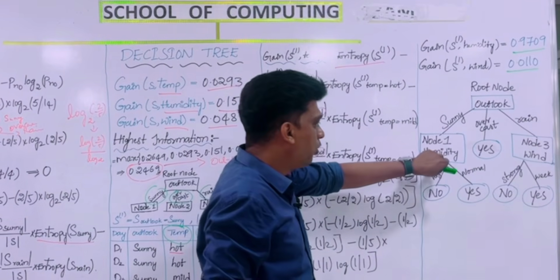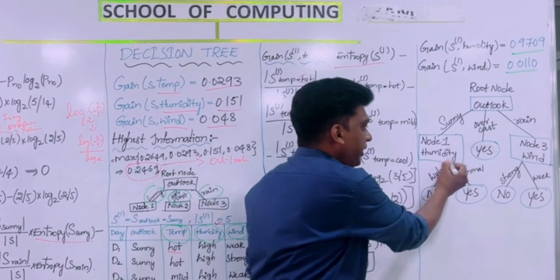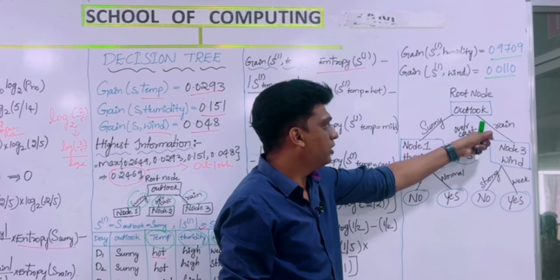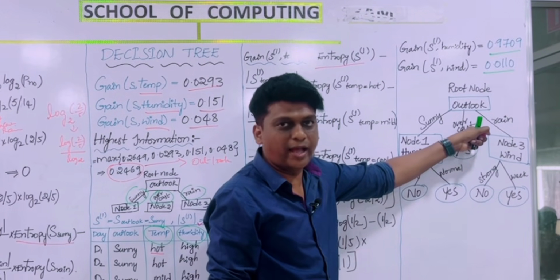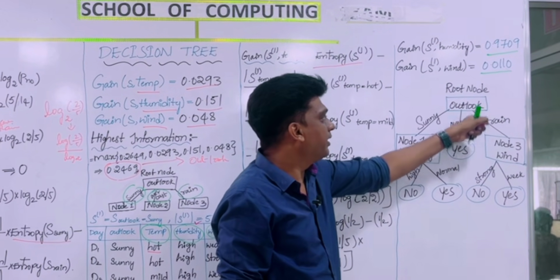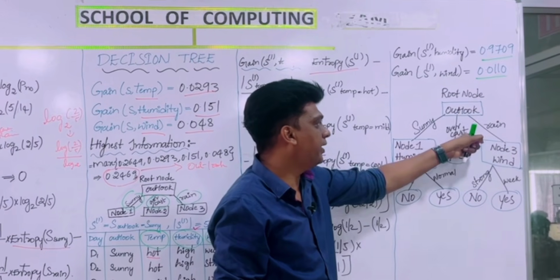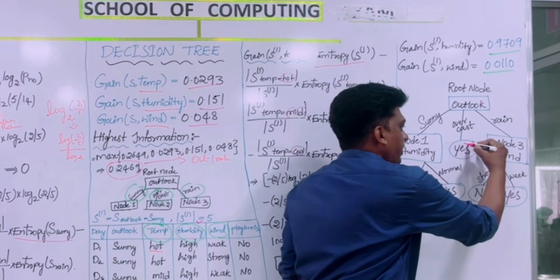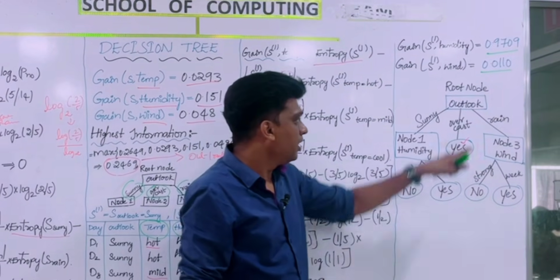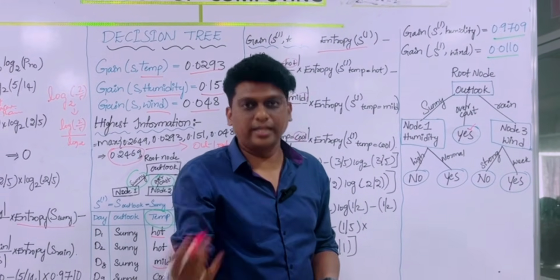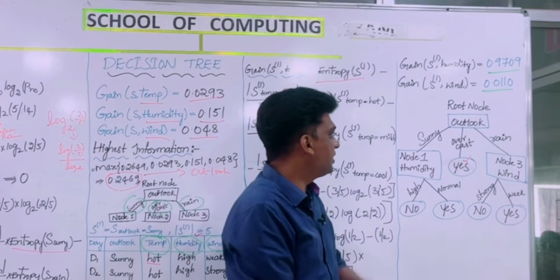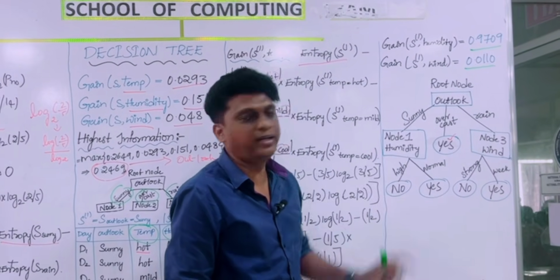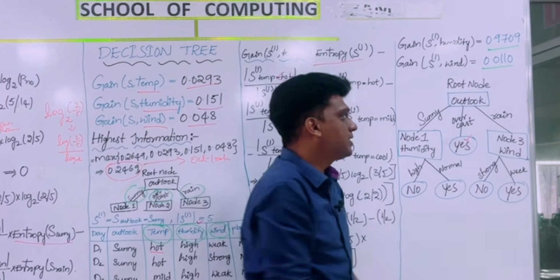So from this, I identify that humidity gets the highest gain. So under node 1, I choose humidity. Then come to the next one. Under outlook, overcast is one of the attributes. Whenever the outlook is overcast, surely he played tennis, so we mark it as yes. From the table itself we can easily see that. So this leaf node also gets completed.